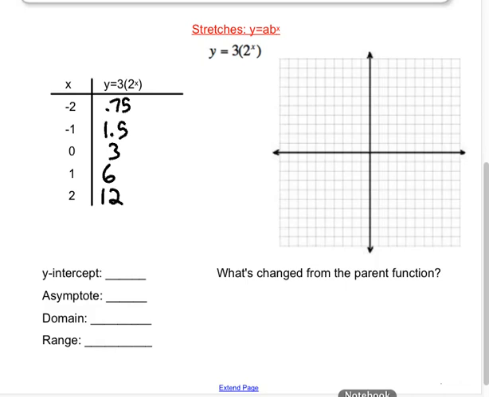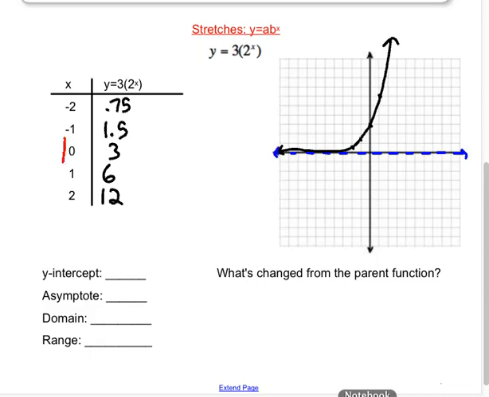So when you're graphing these, the first thing I want you to do is put in the asymptote, all right? So my asymptote is going to be at 0. So negative 2, 0.75 is going to be about there. Negative 1, 1.5. 0, 3, 1, 6. And then 2, 12 is off up there somewhere. So we draw a line, and then of course it just approaches that asymptote forever without actually crossing the asymptote. So there's my graph.